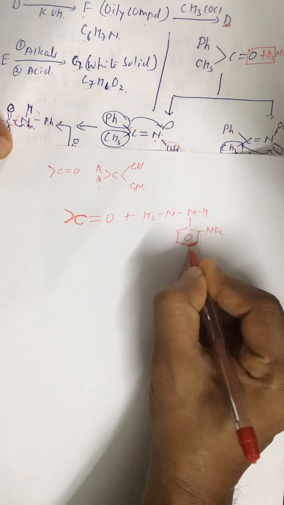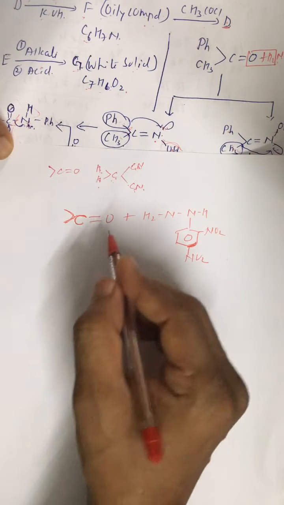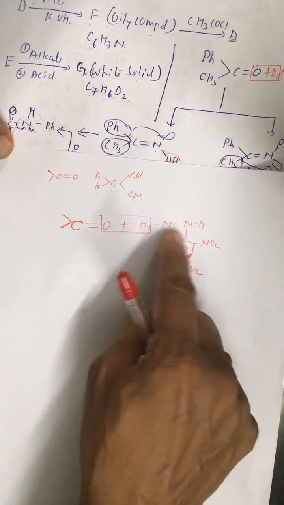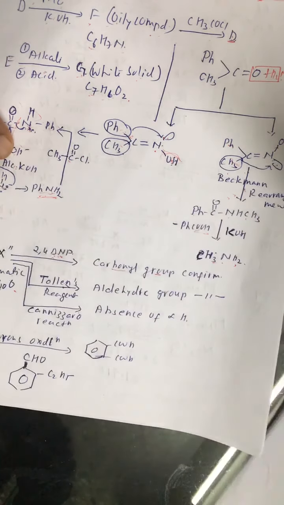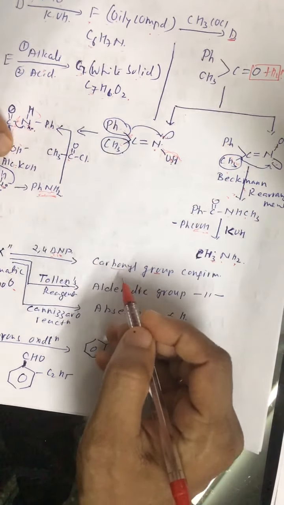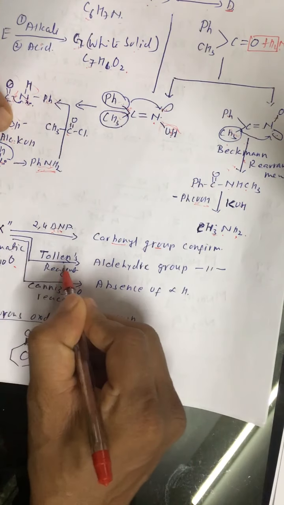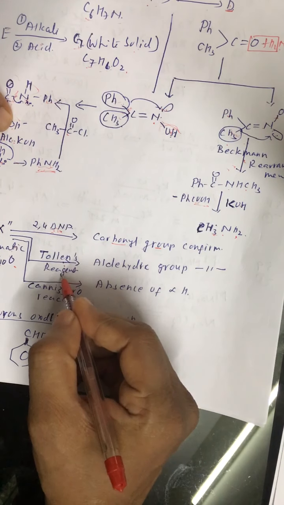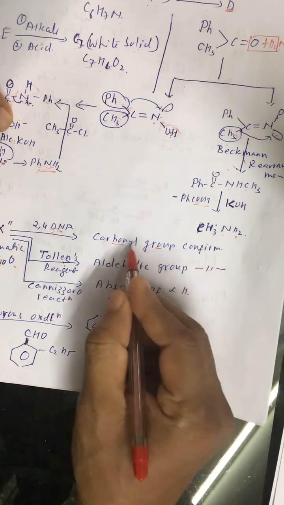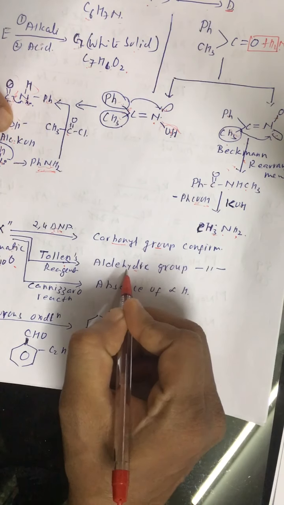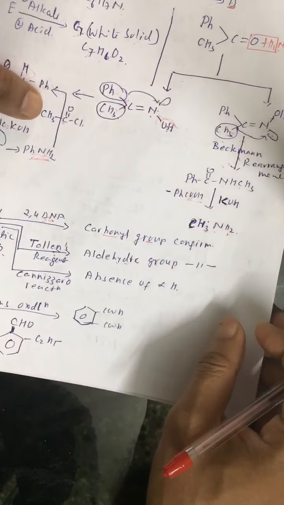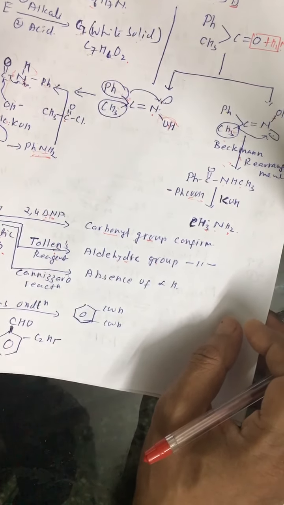So this is basically 2,4-DNP, and this is the reaction with a carbonyl compound. So if we are getting this reaction, that means a carbonyl group is present. Then with Tollens reagent, we are getting a positive test. That means this carbonyl group must be an aldehydic group, because ketones do not reduce Tollens reagent.